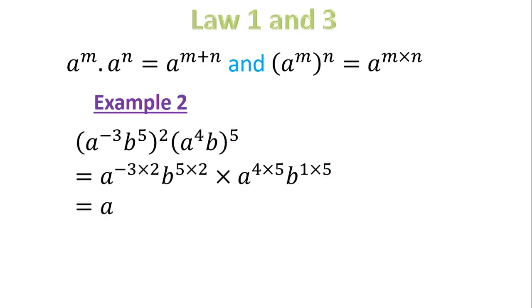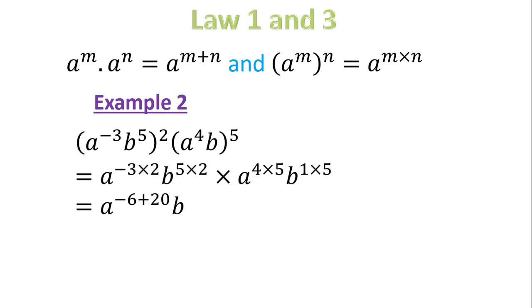Now, our a, we're going to sort out and simplify exponents, and we're going to use law 1 at the same time. So, we have a to the power of negative 3 times 2 is negative 6. Now we're multiplying our first a by our second a, and so we're adding. Then our second a's exponent is 4 times 5, which is 20. And so we have a to the power of negative 6 plus 20.